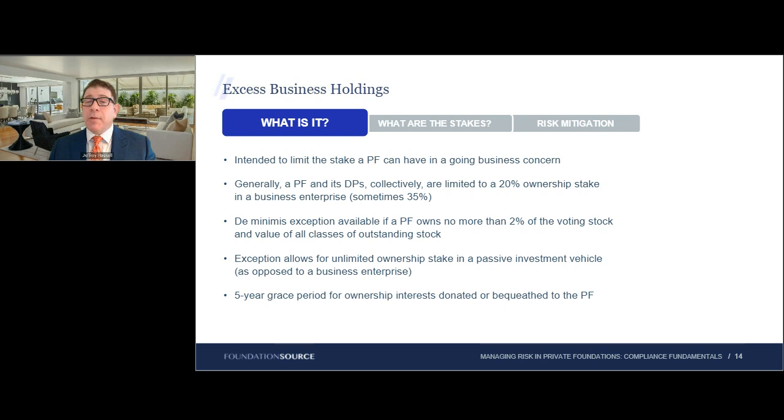Congress provides a 5-year grace period in connection with any lifetime gifts or bequests of ownership interest in active businesses that might otherwise have resulted in an excess business holding violation, but for the grace period. In other cases, where either the foundation or disqualified person acquired an ownership stake that unknowingly caused their aggregate holdings to exceed that permissible cap, a much shorter 90-day grace period will apply instead to resolve the problem.